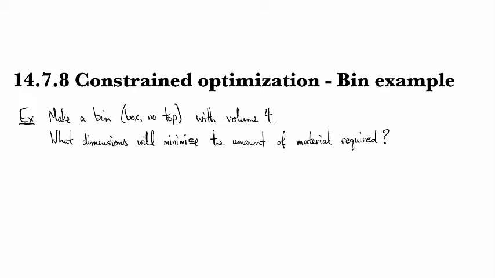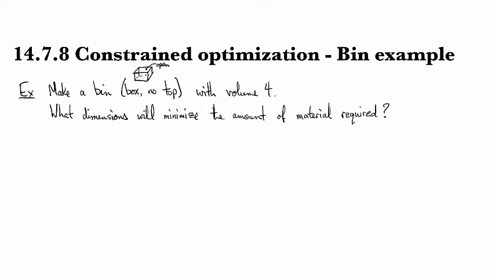All right, so suppose we are tasked with making a bin. So this is like a box with no top. So it's going to have front, sides, and back, and a bottom. But the top is going to be open. And suppose we want it to have a capacity of 4, so it has to have a volume of 4. What dimensions will minimize the amount of material required?